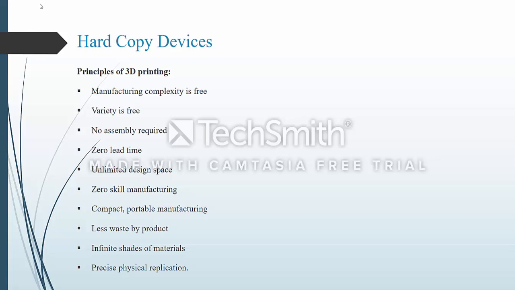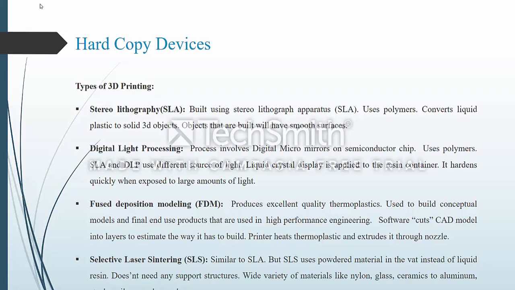Zero skill manufacturing. Traditional artisans train as apprentices for years to gain the skill they need. A 3D printer gets most of its guidance from a design file. Compact and portable manufacturing. Less waste by-product. 3D printers that work in metal create less waste by-product than traditional metal manufacturing techniques. Types of 3D printing.